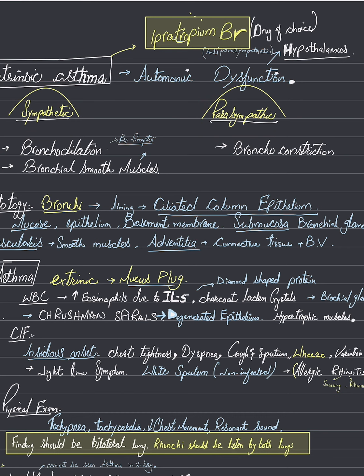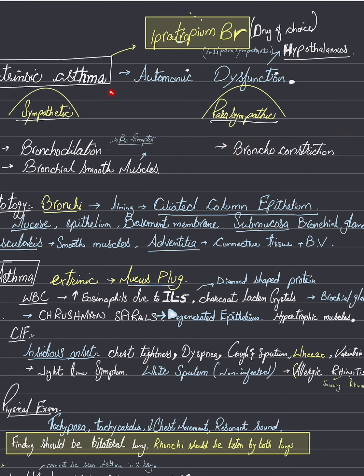The sympathetic pathway effect on the lungs gives bronchodilation through the beta 2 receptor, and bronchial smooth muscles are also affected by the sympathetic nervous system. The parasympathetic nervous system goes through bronchoconstriction. So in intrinsic asthma, this bronchoconstriction is going to happen.